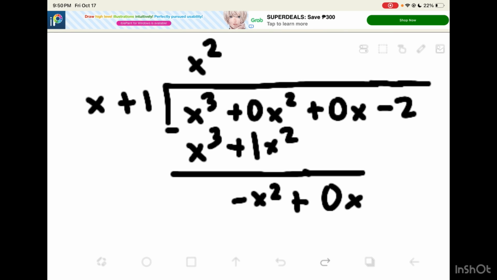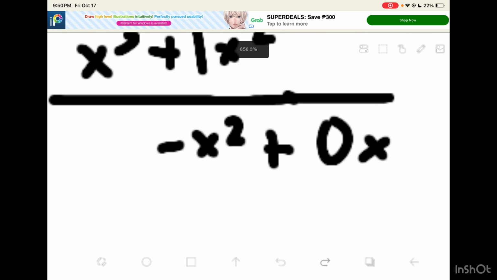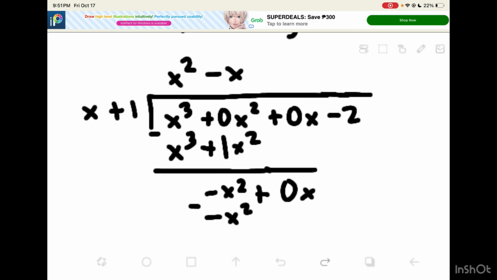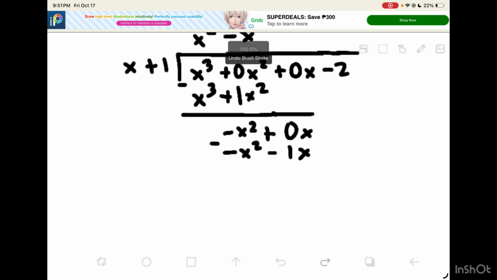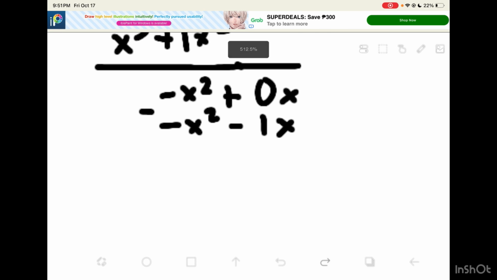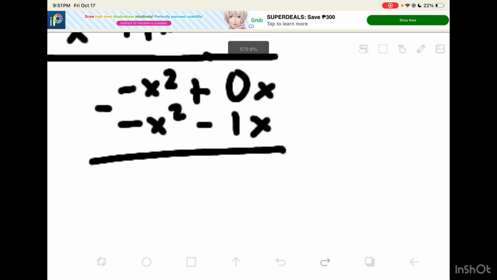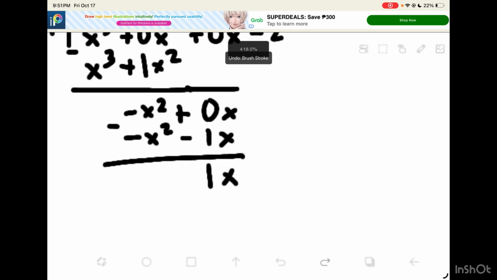Same thing, repeat it again. Negative x squared divided by x is negative x. Negative x times x is negative x squared. Then negative x times 1 is minus 1x. So let's simplify this one. Negative x squared minus negative x squared is just going to cancel out. And then we have 0x minus negative 1x, which is just positive 1x. And then bring down the negative 2.